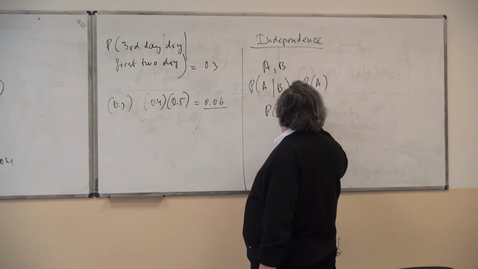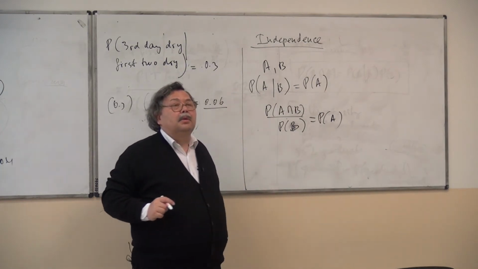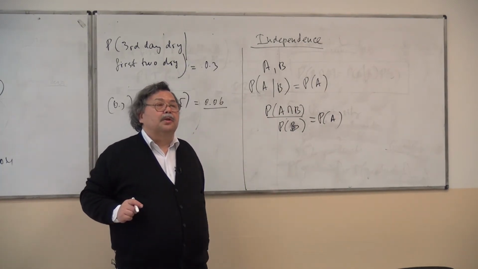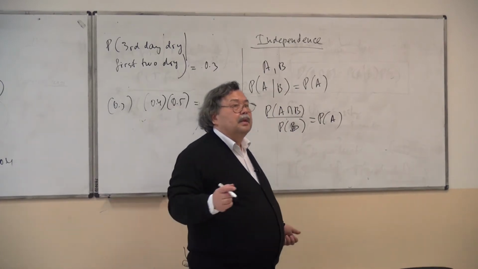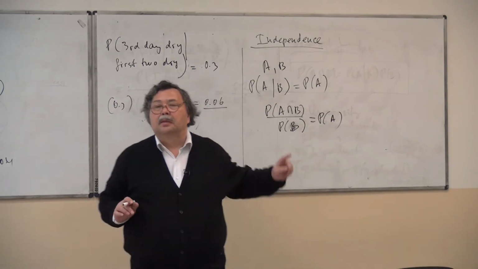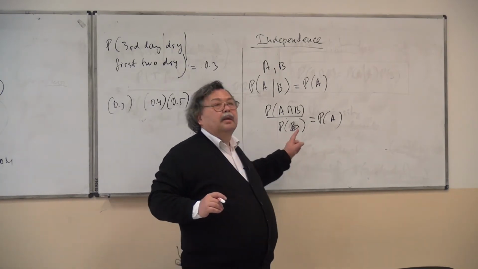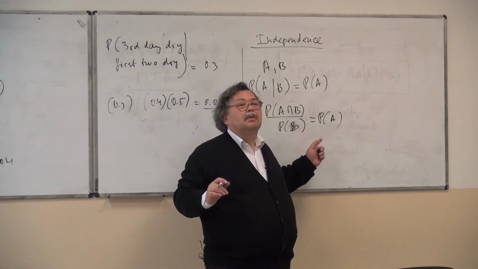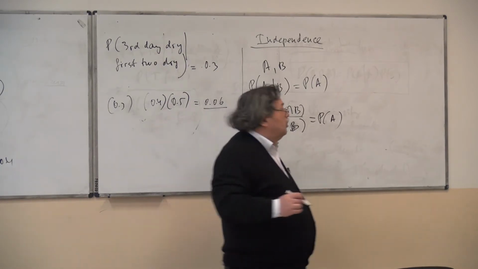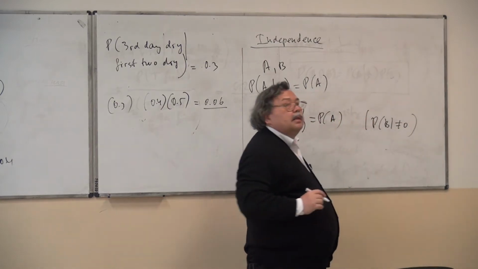Probability of A intersect B divided by the probability of B must be equal to the probability of A. And this can be used as the definition of independence. So if two events are independent, then we expect that this is true. But there is a complication. This formula requires that the probability of B be not 0. Okay, this is a restriction.